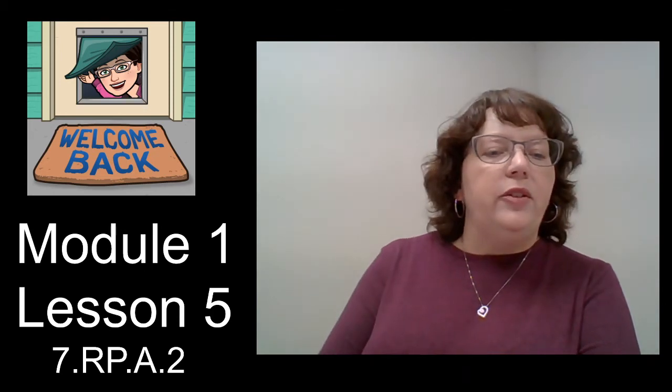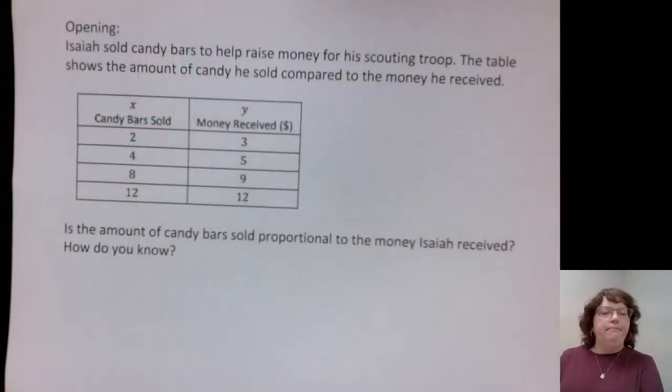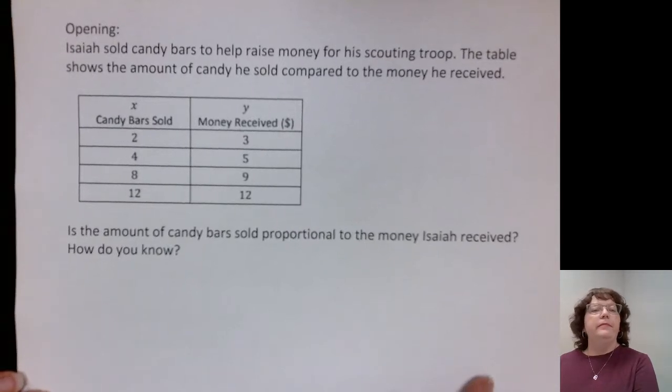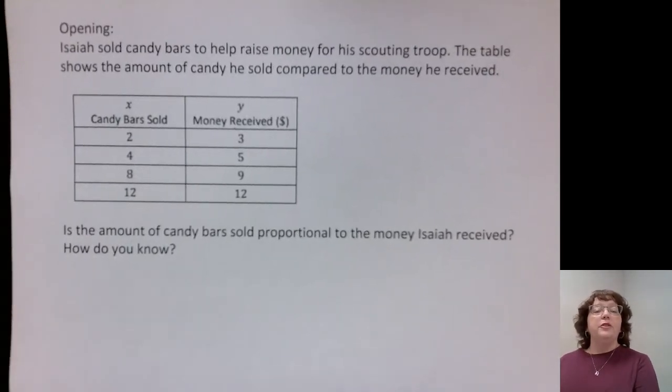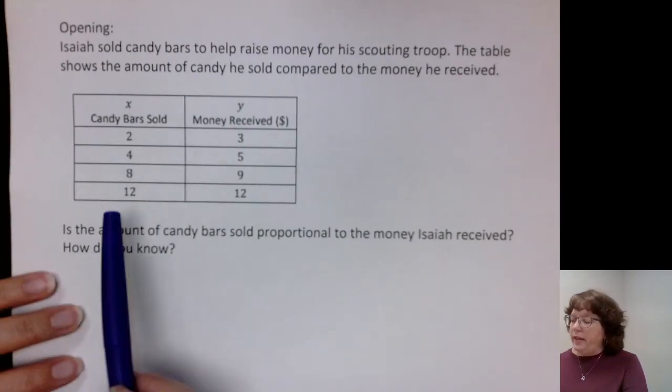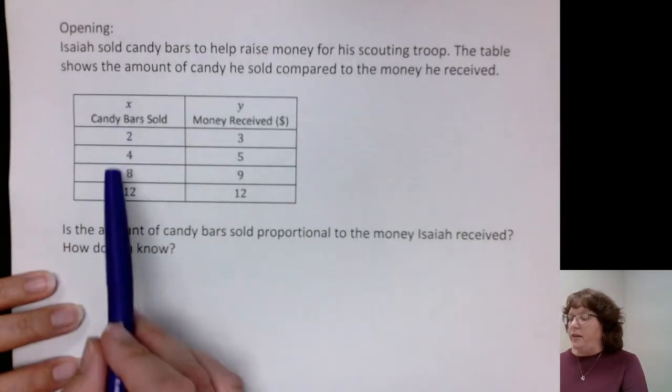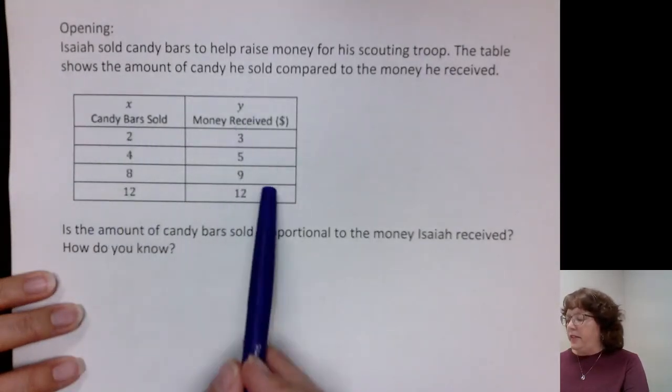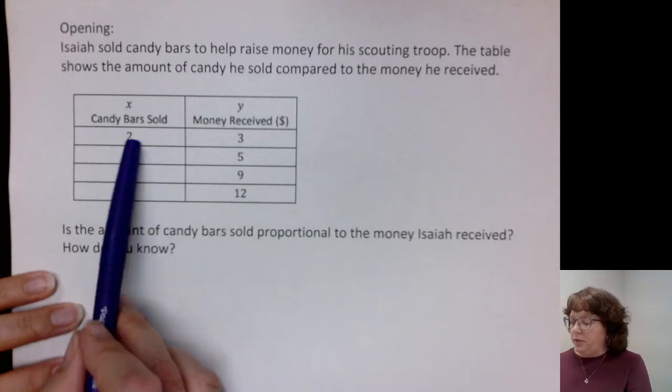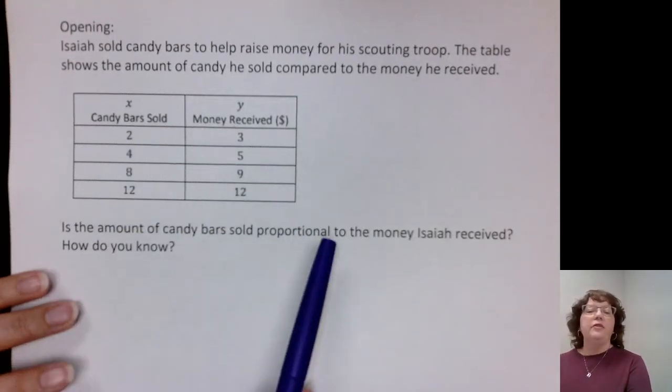All right, let's get started. We're going to start out by looking at this example, which is the first one that's in your student packet. So Isaiah sold candy bars to help raise money for his scouting troop. And this table shows the amount of candy that he sold compared to the money that he received. So you can see in the table that if he sold 2 candy bars, then he received $3. If he sold 4 candy bars, then he received $5 and so on.